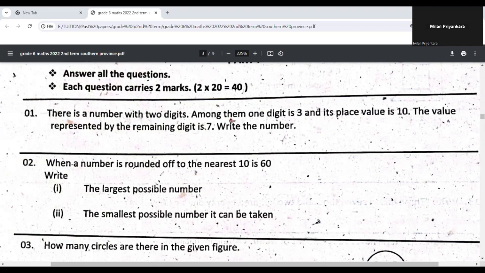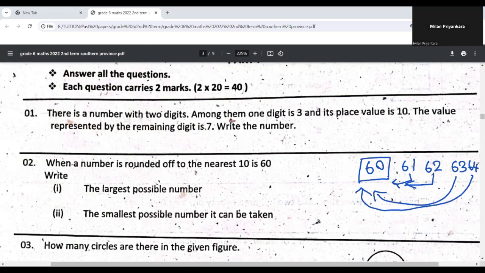When a number is rounded off to the nearest 10, it is 60, right? We need the largest possible number. Let's see which numbers are rounded off to 60 when rounded to the nearest 10. Let's take 60. If the actual number is 61, it goes to 60. If it is 62, it also goes to 60. If it is 63, also 60. And 64 also goes to 60. If it is 65, then 65 goes to 70, right?